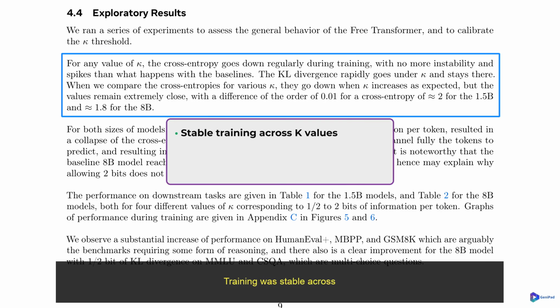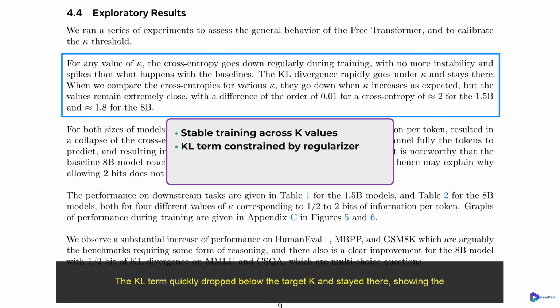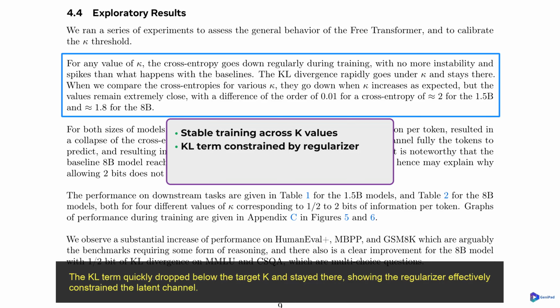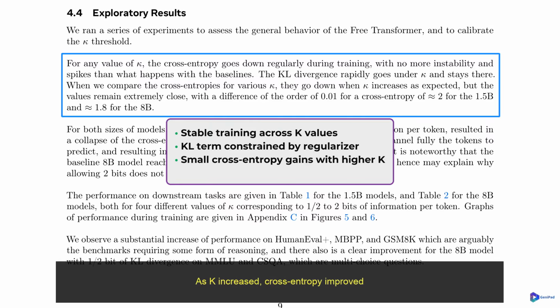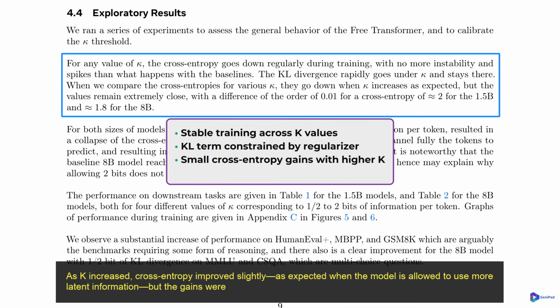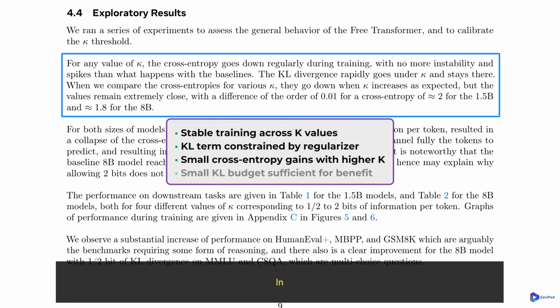Training was stable across K values. Cross-entropy fell smoothly without unusual spikes, similar to baselines. The KL term quickly dropped below the target K and stayed there, showing the regularizer effectively constrained the latent channel. As K increased, cross-entropy improved slightly, as expected when the model is allowed to use more latent information, but the gains were tiny, on the order of hundredths of a nat. In short, more KL helps a bit, but you don't need much to see the benefit.